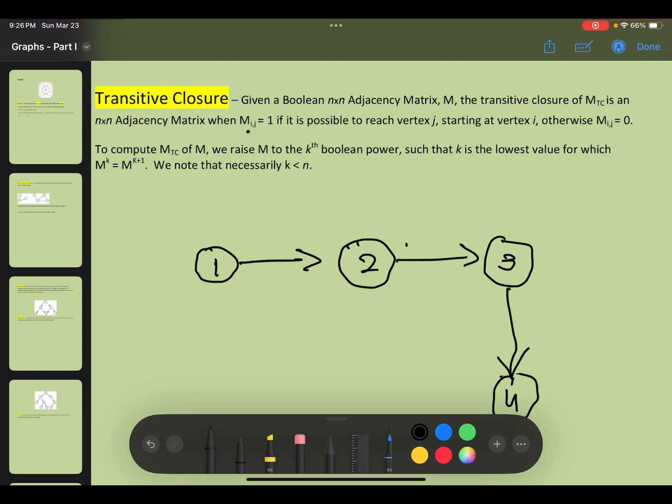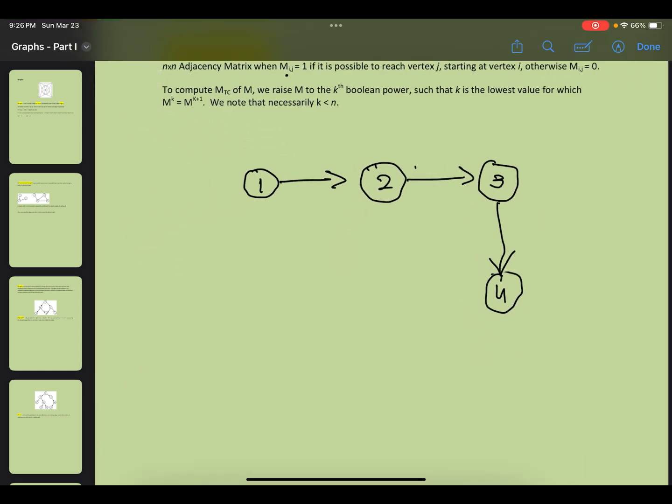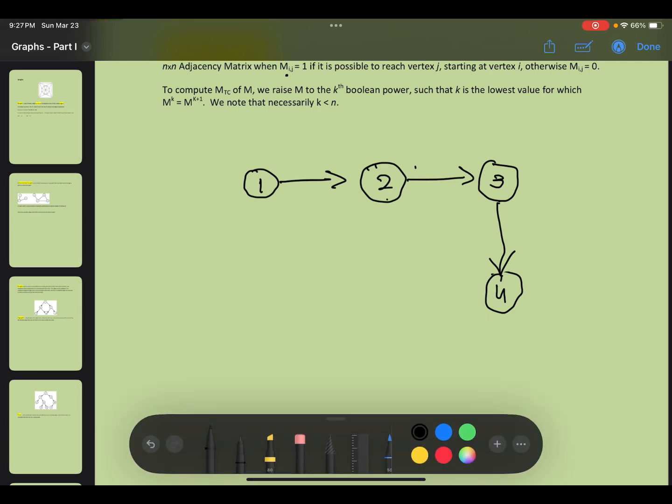For example, if you look here, we know that vertex 2 is directly reachable from vertex 1 because there is a direct edge. And if we look at the adjacency matrix, we will get to know that. But looking at the transitive closure, we will be able to know if vertex 4 is reachable from vertex 1 even through other vertices. Even though there is no direct edge like this, we can still know if vertex 4 is reachable from 1 or not. So can we do it or not?